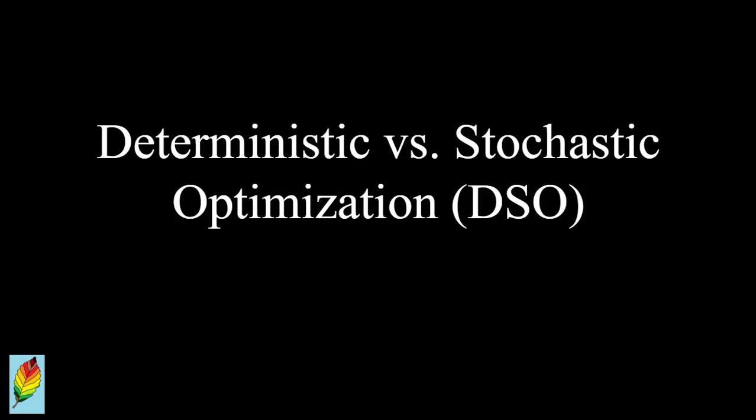In this video, we will compare and contrast deterministic versus stochastic optimization. Much like distinguishing between continuous and discrete optimization, distinguishing between deterministic and stochastic optimization has to do with the nature of the provided data.